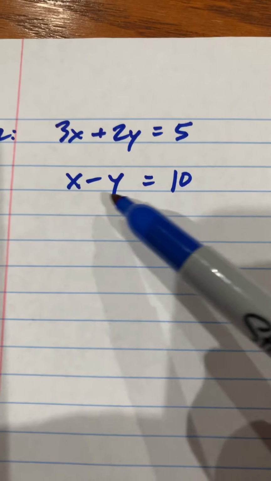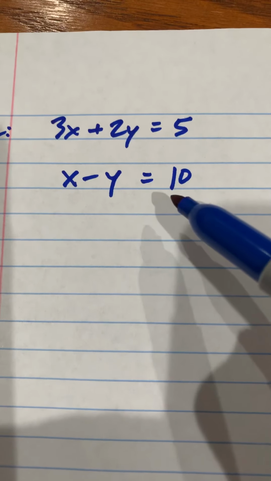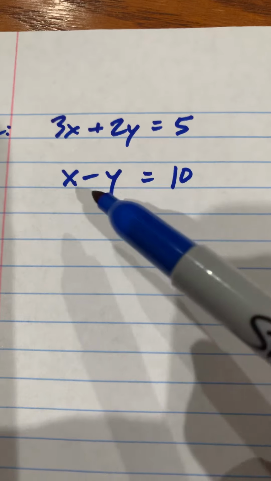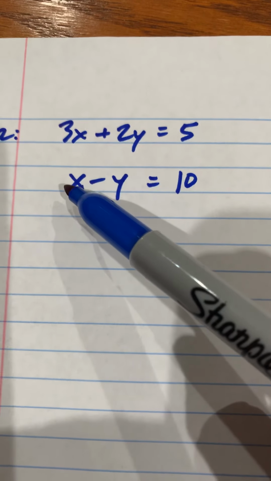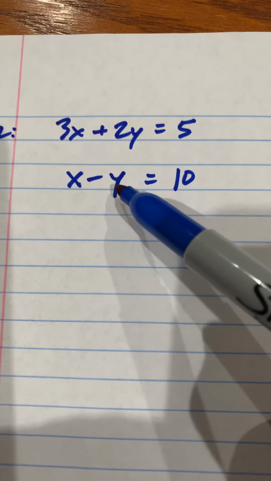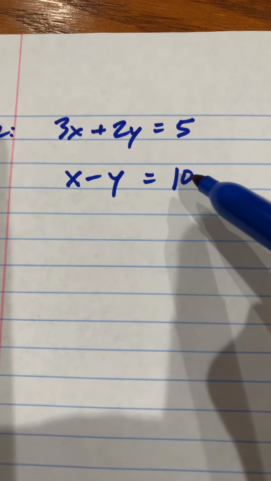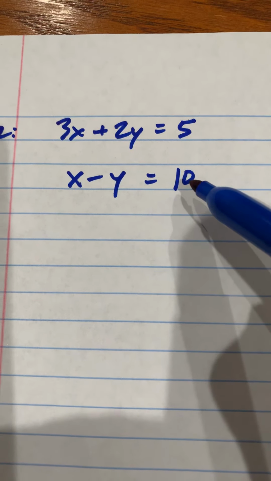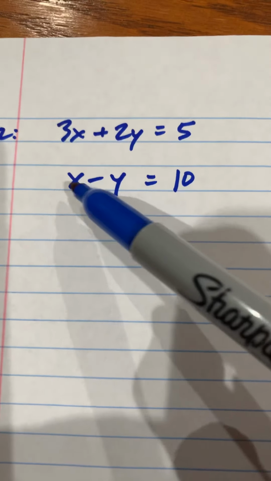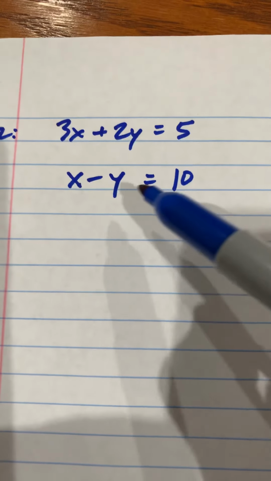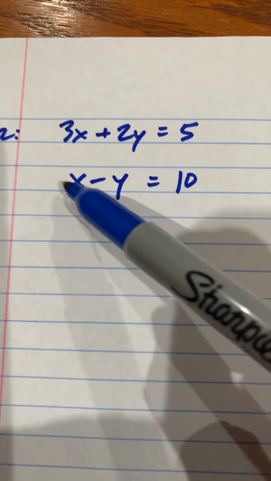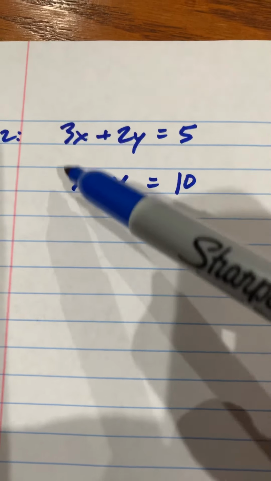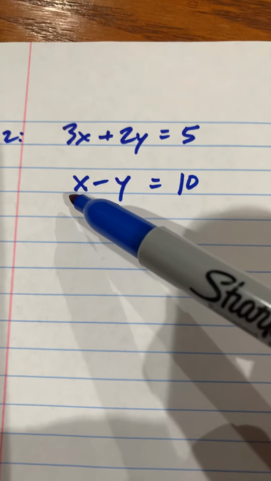I could multiply the bottom equation, all right? I could multiply everything by -3. If I did that, that would give me -3x minus 3y equals -30. Now, why would I want to do that? Well, if I multiply everything by -3, that means this first term right here would be -3x, and when I add these together, these would cancel, and that's the whole point of doing this.